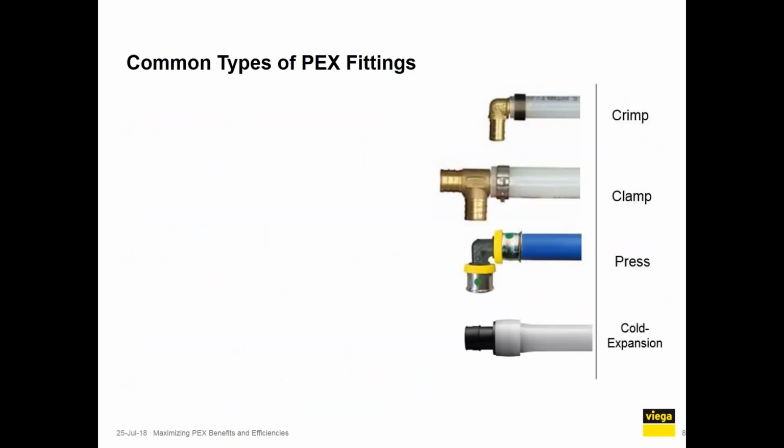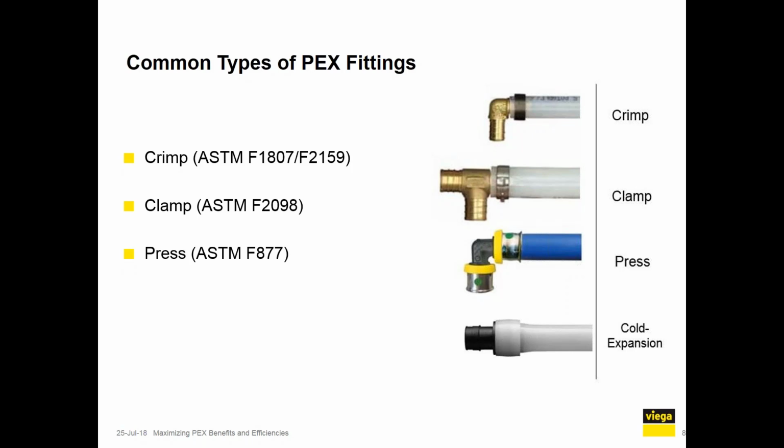So what are the common types of PEX fittings? The top one shown there is the crimp fitting, conforming to ASTM F1807 or F2159. There's a clamp fitting, ASTM F2098. There you see the Viega PureFlow press fitting, ASTM F877, and the cold expansion, ASTM F1960 and F2080.